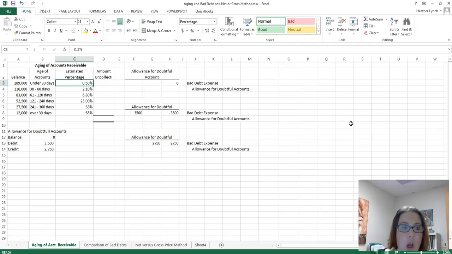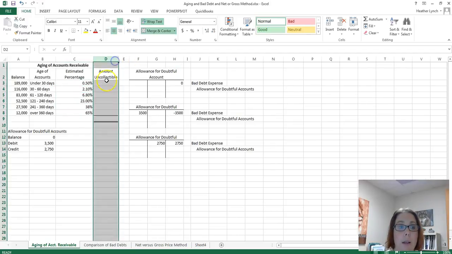The longer that an account sits out there, especially anything over 360 days, the chances of collecting it are rare. Now, all of these are estimates made by the company. There's no certain formula or magic number that we put in to determine what is estimated. That's why it's called an estimated percentage. So the amount that should be uncollectible there.